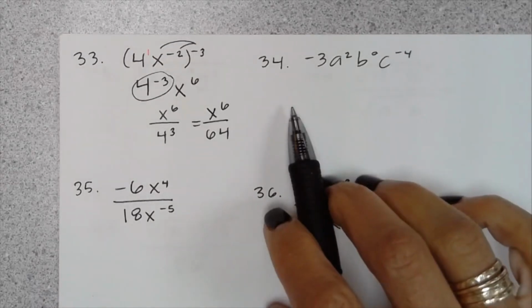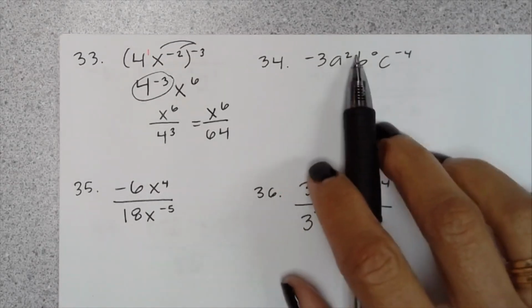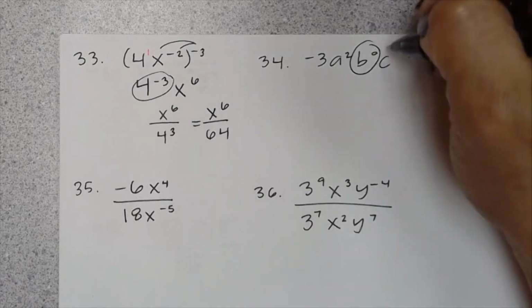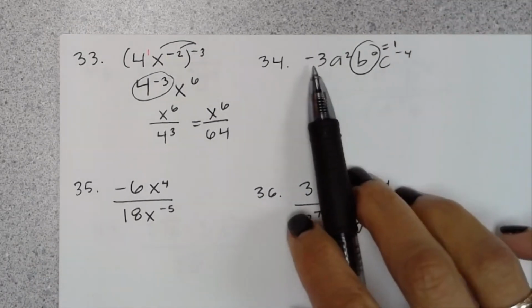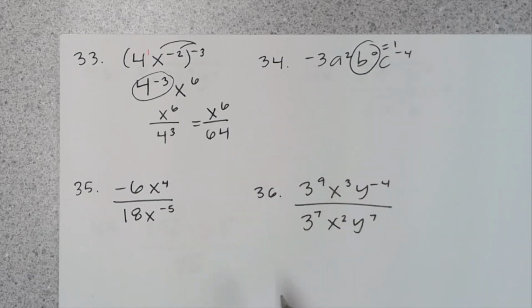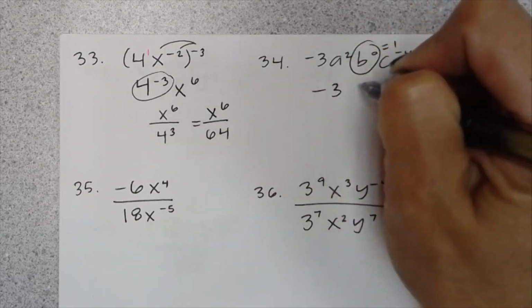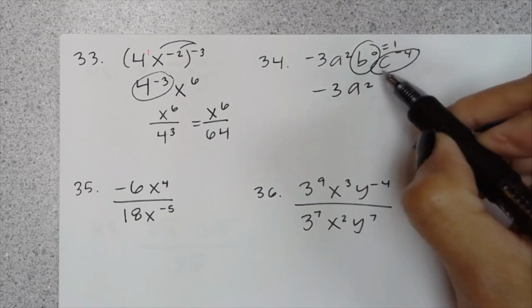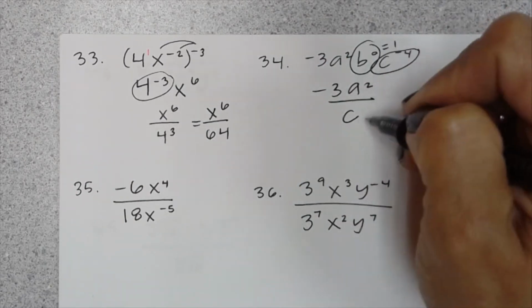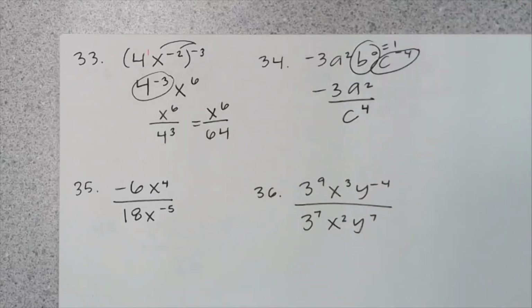For 34, we have -3, a squared, b to the 0, c to the -4. So I'm going to circle just b to the 0. Anything to the 0 power except for 0 is 1. So now you just have -3 times a squared times 1 times c to the -4. So we'll leave the -3a squared there. C has a negative exponent, so we're going to move it to the denominator. When you move it to the denominator, the new power is +4.